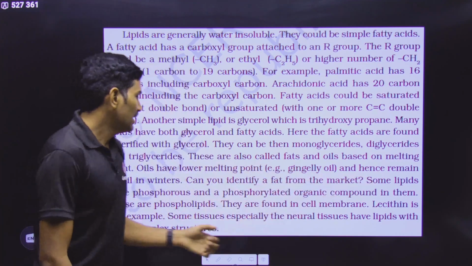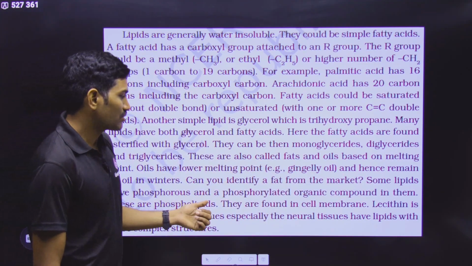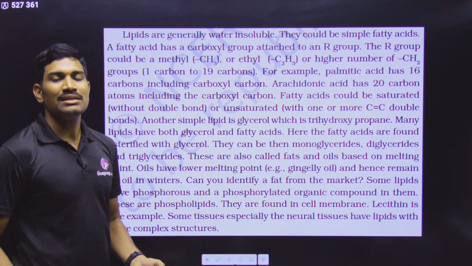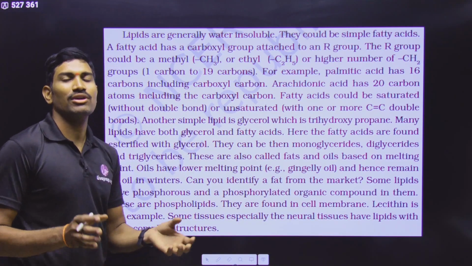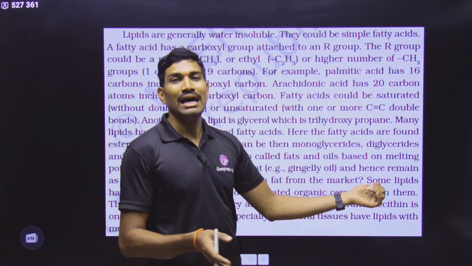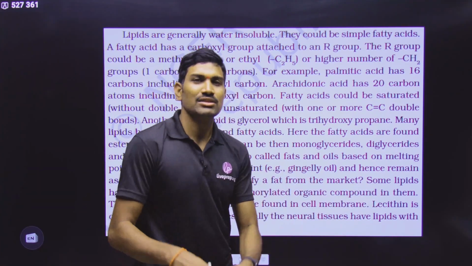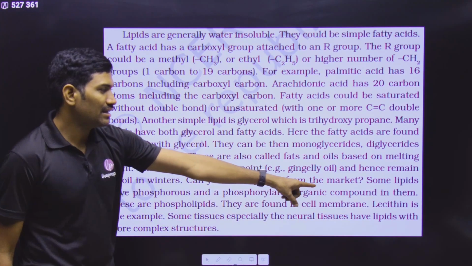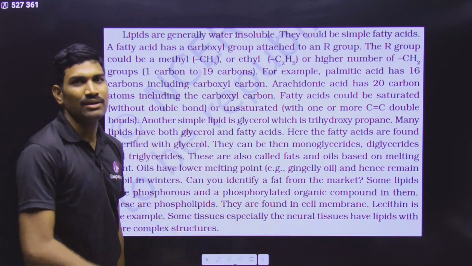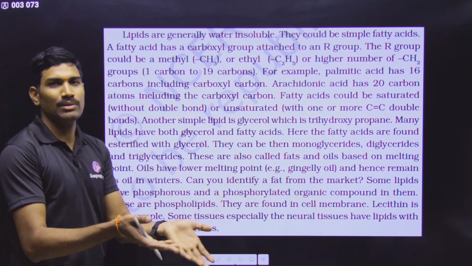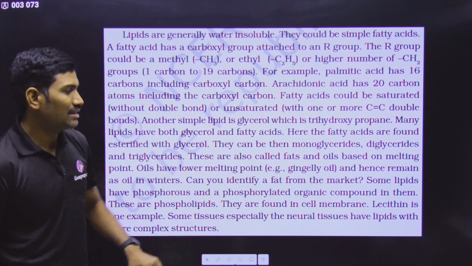Okay, next one. Some lipids have phosphorus and a phosphorylated organic compound in them. In some cases of lipids, a phosphate group is present, and that phosphate group is again attached to some other organic compound. In this way, different types of lipids can be observed. Here they are talking about the example of lecithin: a phosphate group, choline is present, phosphatidyl choline, and that's why the complete molecule is called lecithin. That example they are talking about here.